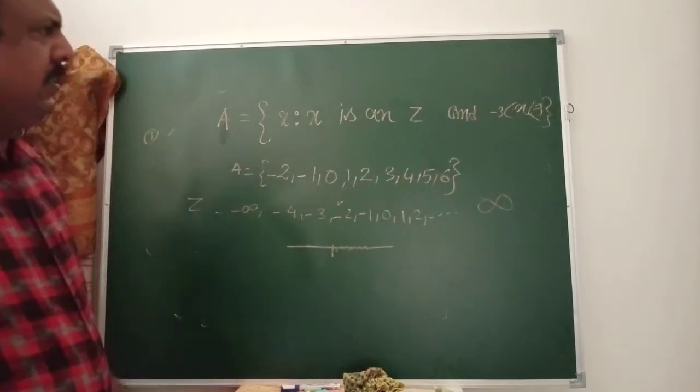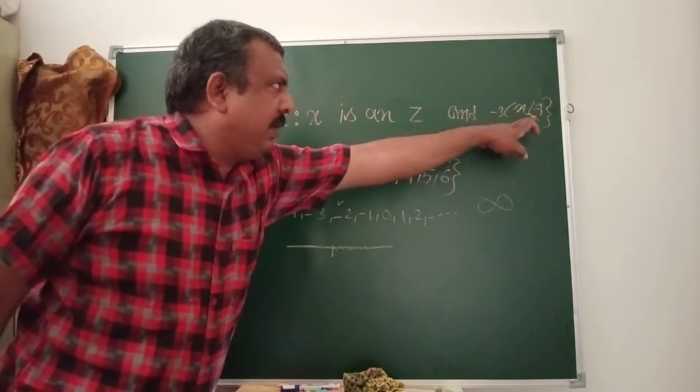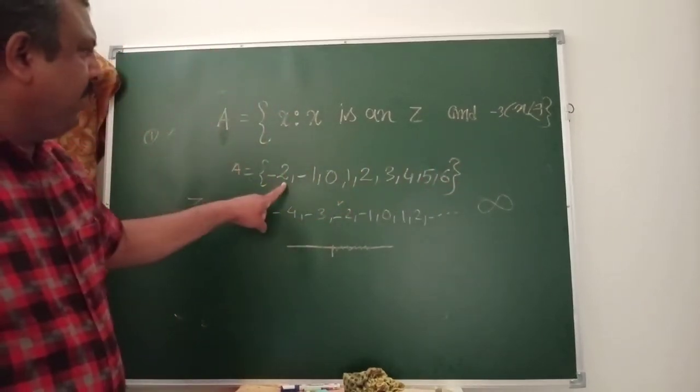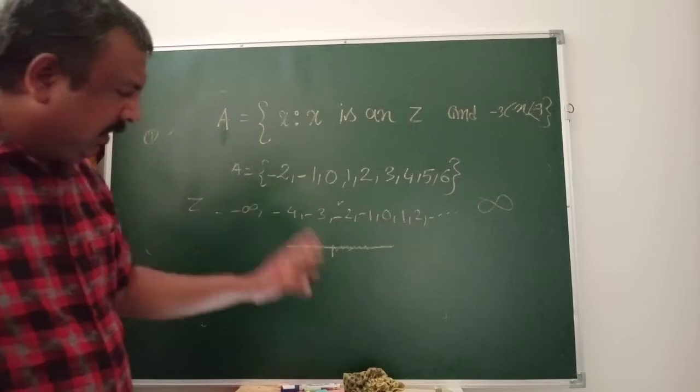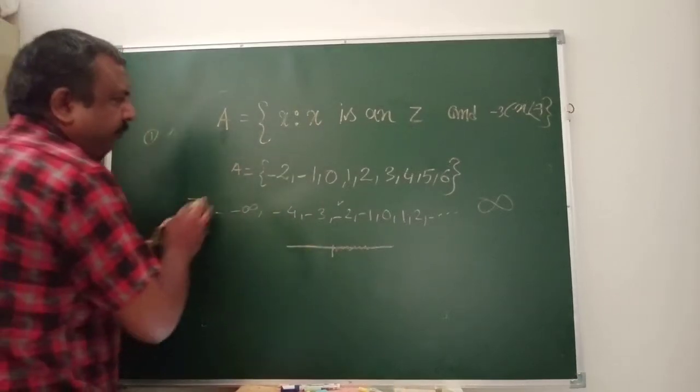These are the numbers, है ना. The number is less than 7 and the number is greater than -3. I hope it is clear to you. Okay.